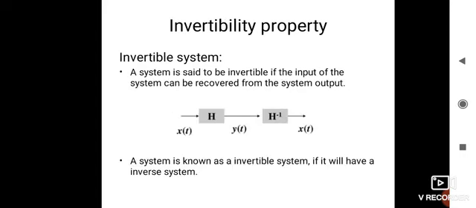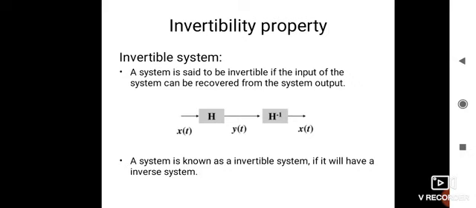Next one is invertibility property. First I have to know what an invertible system is. A system is said to be invertible if there is a one-to-one correspondence between input and output signals. If the system is invertible, then an inverse system obviously exists. In one sentence, a system is said to be invertible if the input of the system can be recovered from the system output.